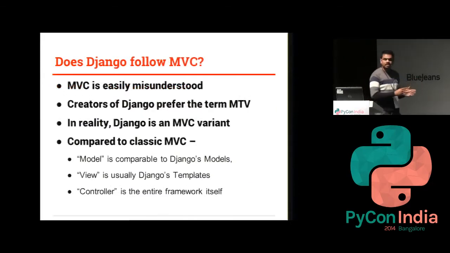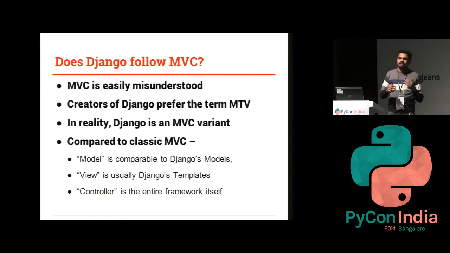This is a very common question I come across. Many people ask me, does Django follow the MVC pattern? Or, the developers of Django say that we are not using MVC, we are using something called MTV. The reason behind this is that MVC is easily misunderstood, right? If you look at the history of MVC, it actually comes from Smalltalk, which used MVC for its GUI, graphical user interface, and that's where all these concepts of controllers and models and views come from, which is completely different in the world of web application development, right?